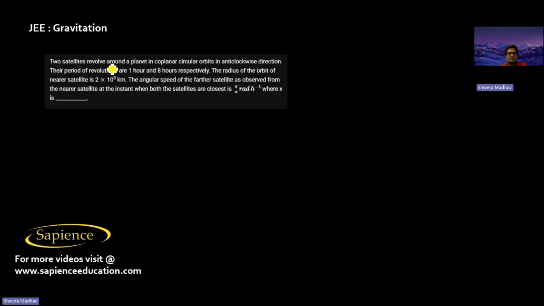And here it is told two satellites revolve around a planet in coplanar circular orbits in anticlockwise direction. Their periods of revolution are 1 hour and 8 hours respectively. The radius of orbit of the nearer satellite is 2 into 10 power 3 kilometer. The angular speed of the farther satellite as observed from the nearer satellite at the instant when both the satellites are closest is π by x radian per hour, where x is?